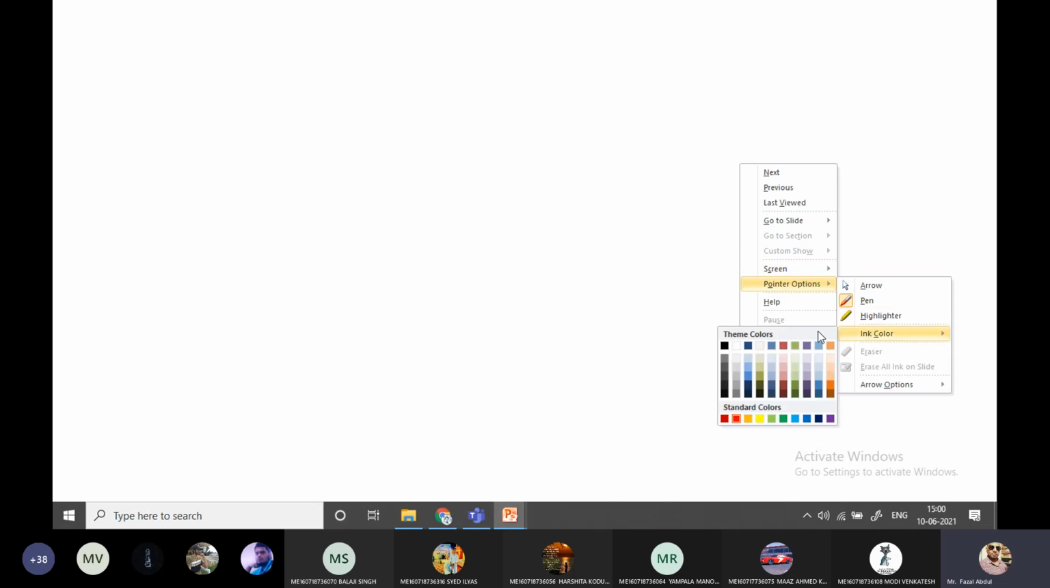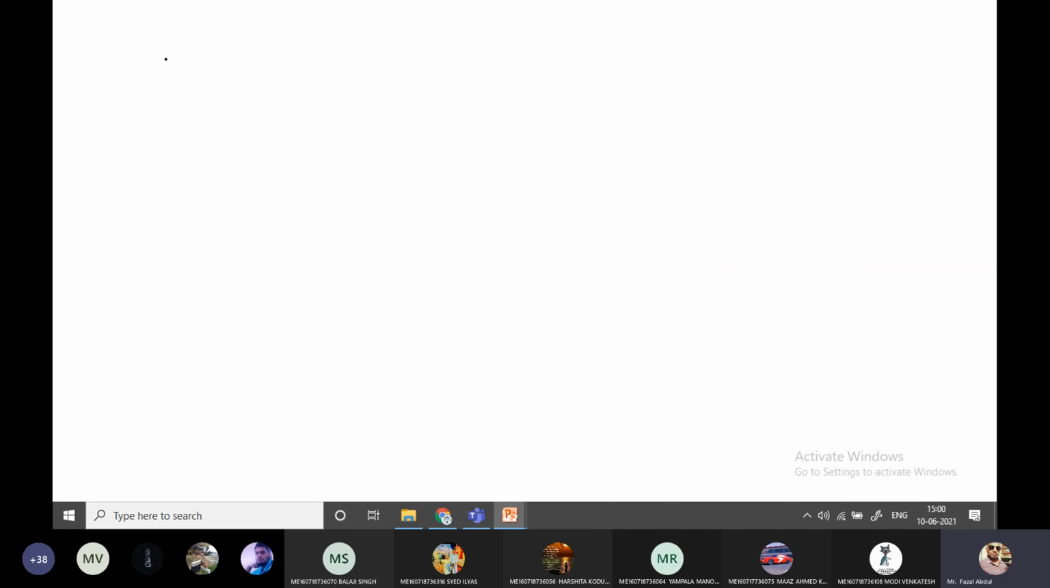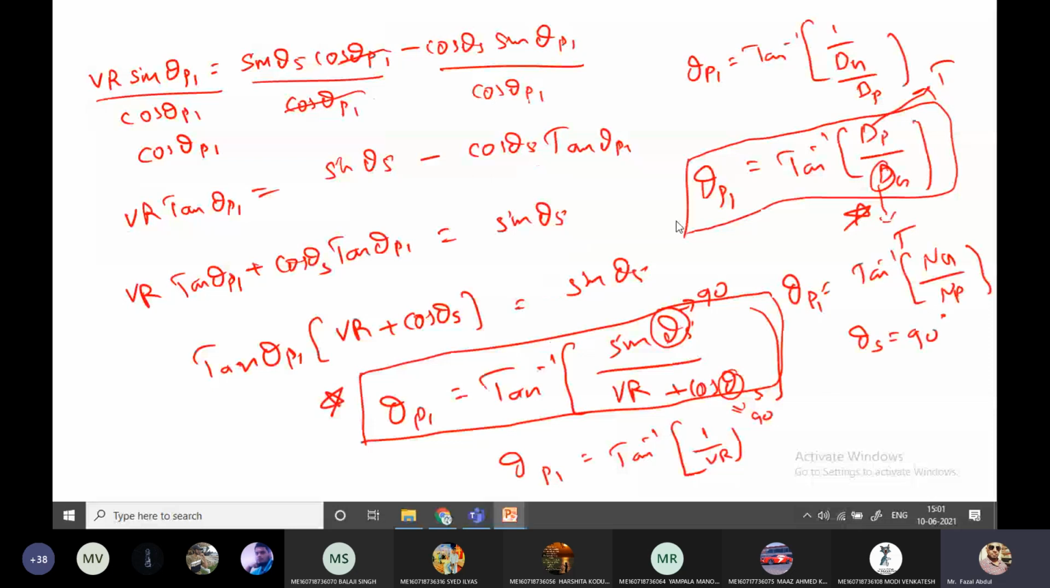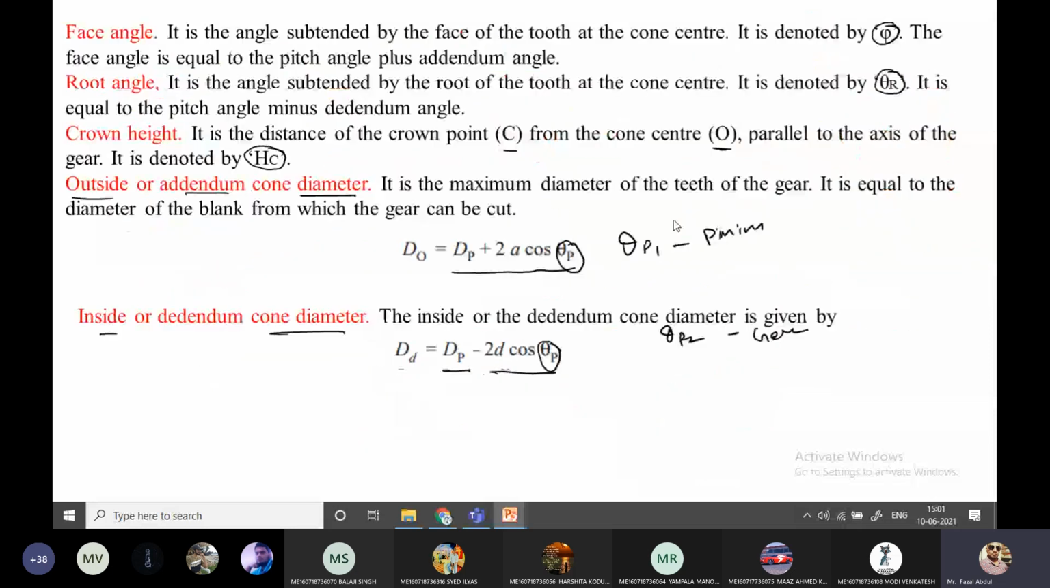Fifth question and sixth question: the outside diameter of the cone. So what is the relation? See here, in the terminology I already wrote it. Outside diameter of the cone is dp plus 2a cos theta p. Now we calculated theta p1, so that's the reason we use theta p1.